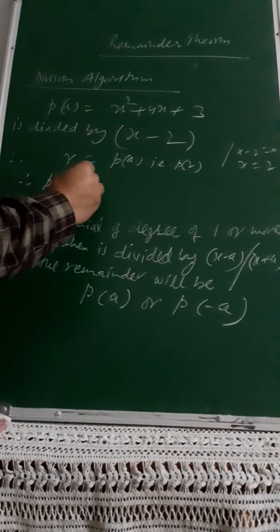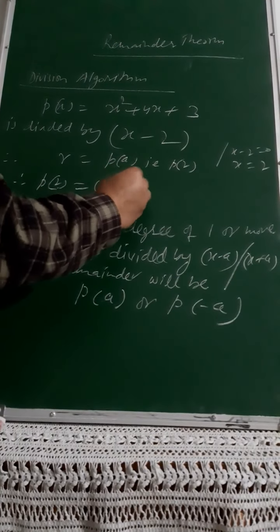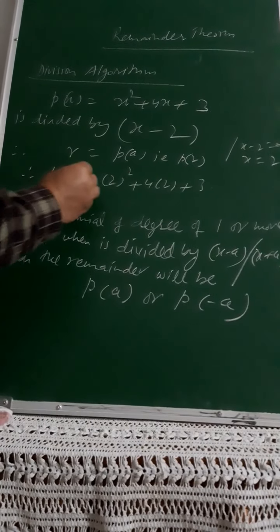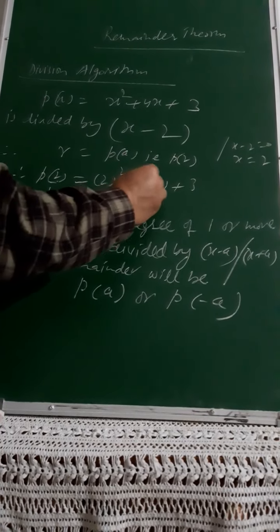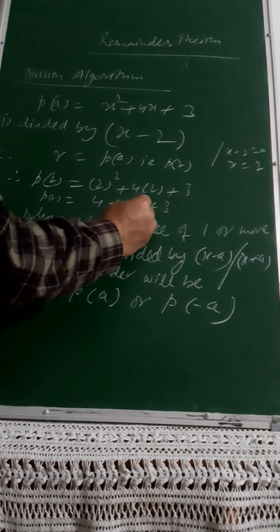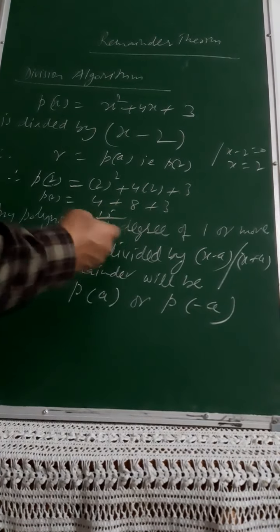What is p(2) equal to? Wherever x is there, I have to replace that by 2. So, p(2) means the remainder. 2 2s are 4, 4 2s are 8, and 3 is there. 4 plus 8 plus 3, so your remainder will be 15 for this division.